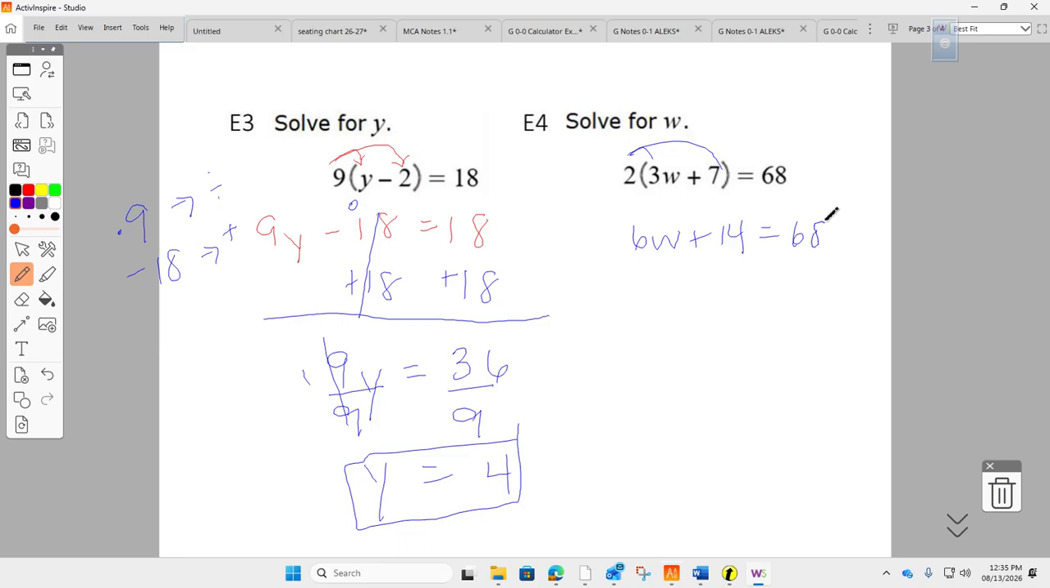Now we look at, okay, what are we doing here? We're multiplying that variable by 6, adding 14. And so now we're going to undo those things. Undo our addition first by subtracting 14 from both sides. So now we have only 6w on the left. 68 minus 14 is 54. Now we're undoing this multiplication by dividing.